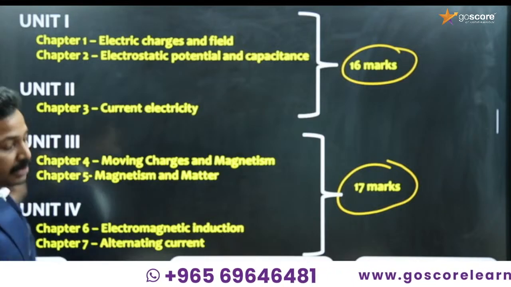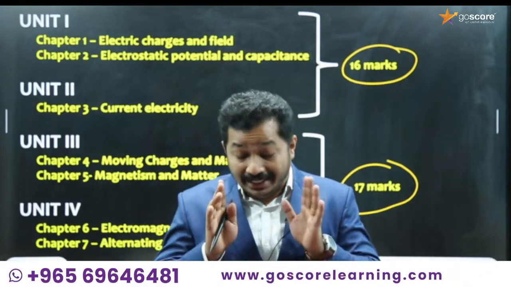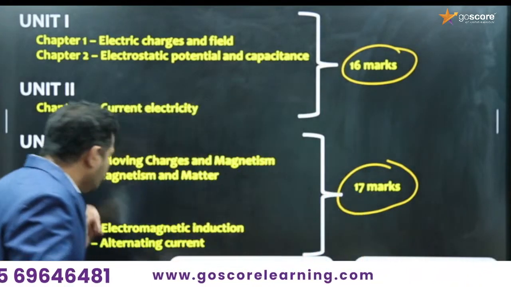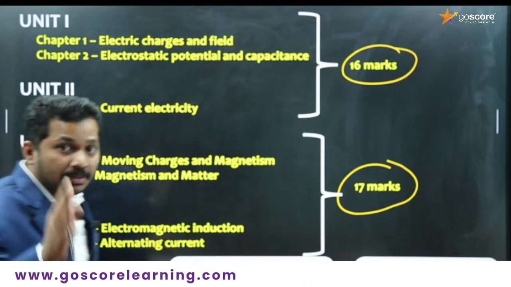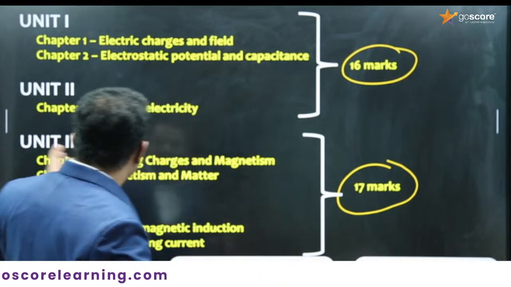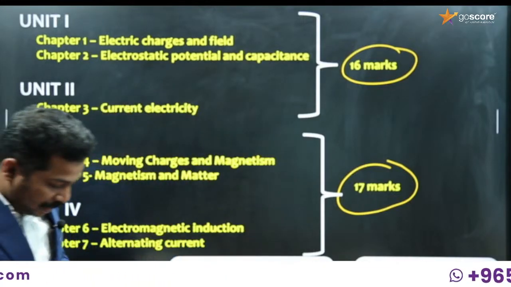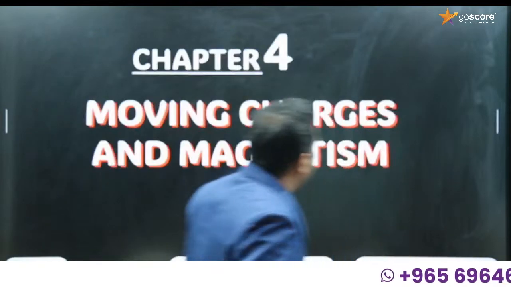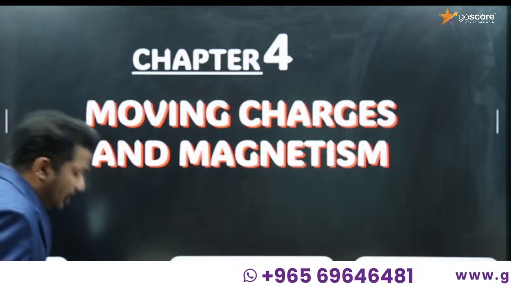There will be 17 marks of questions from chapter 4, chapter 5, chapter 6 and chapter 7. There is no chapter-wise weightage for these chapters, so questions can be asked from any of them. The marks are only distributed among the two units. In this session, I will be discussing chapter 4, moving charges and magnetism.